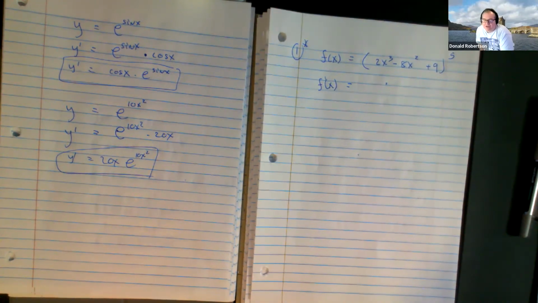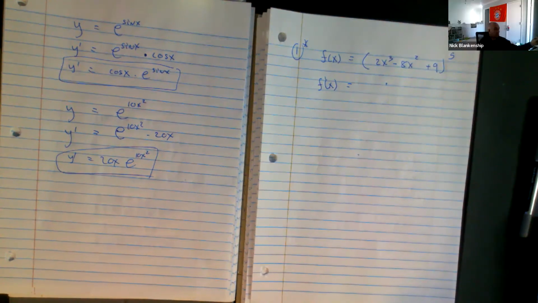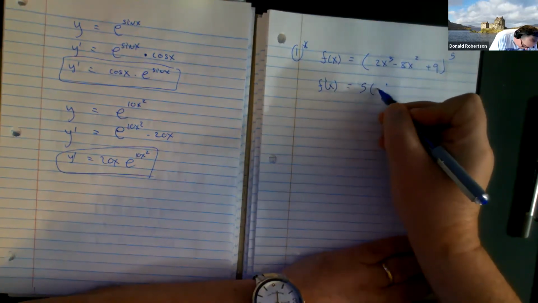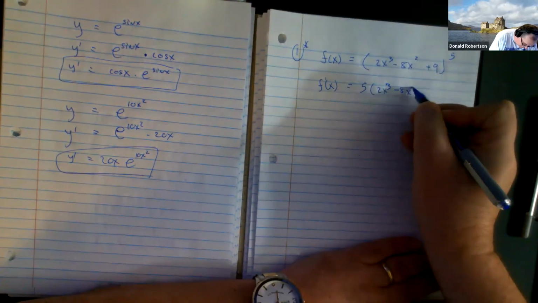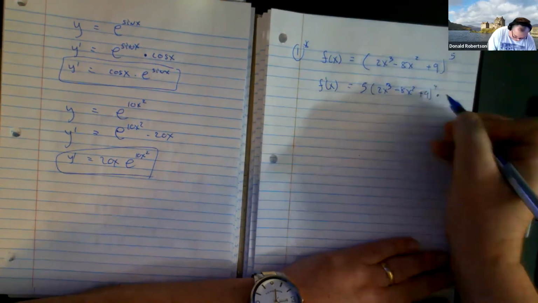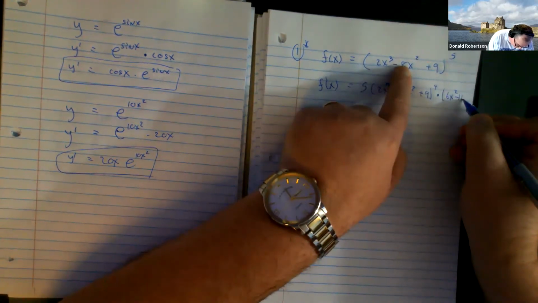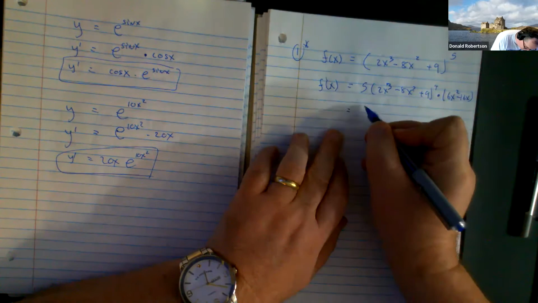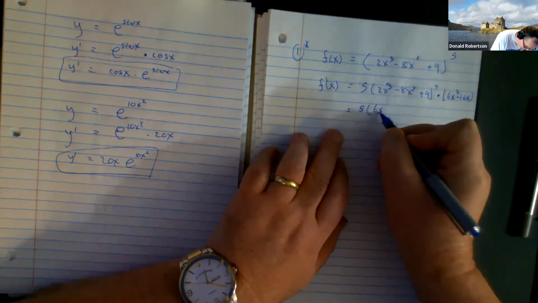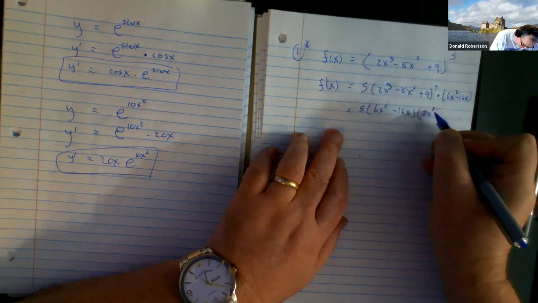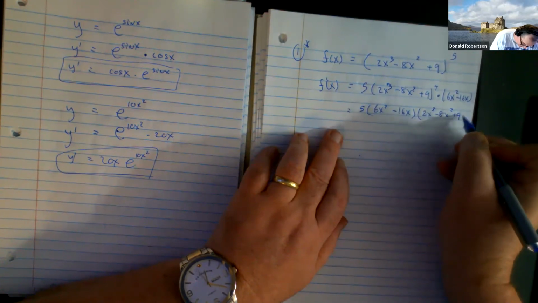What is the inside function here? That's a guy I call something. It's the polynomial 2x cubed and all that stuff. Agreed? So 5 times something to the power of 4 times the derivative of the inside function, which is what? The derivative of that is 6x squared, take away 16x. And we now have 5 lots of 6x squared, take away 16x, and finish with 2x cubed, take away 8x squared, plus 9 to the power of 4.